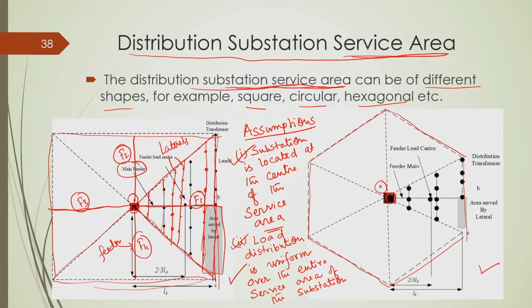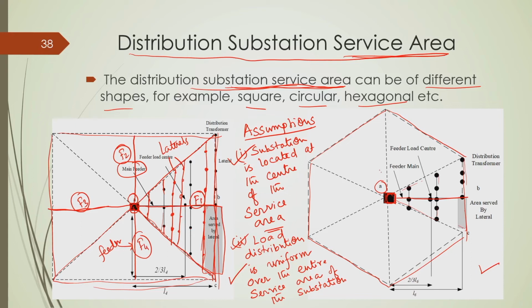Okay. Similarly, for a hexagonal service area under a particular substation, this is the main feeder and these are the laterals. This is one feeder shown, and here also you can see the service area under this particular feeder is a triangle. So, the service area under a particular feeder is triangular.